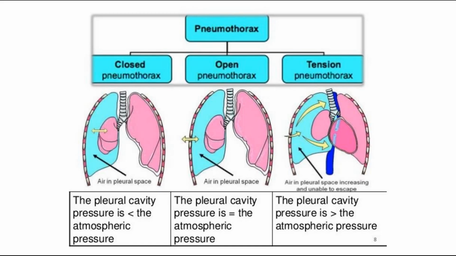Whereas for open pneumothorax, the second picture over here, the pleural cavity pressure is equal to the atmospheric pressure, and there is also an open wound. You can see there is air in the pleural space.